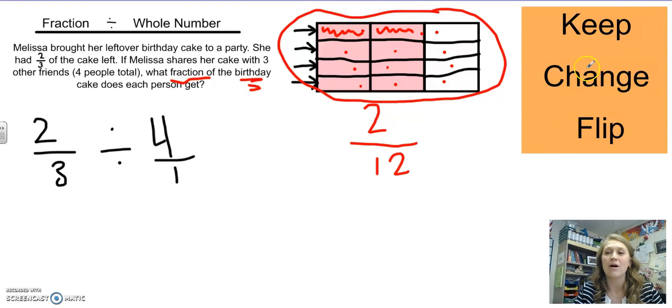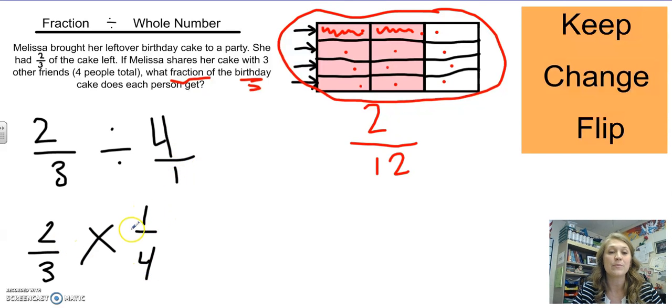Now we use our keep, change, flip to help us. Keep the first fraction the same. 2/3 still stays 2/3. Then we're going to change the operation symbol from division to multiplication. Keep, change. The last thing we're going to do is flip. We're going to flip that last fraction around to show the reciprocal. So instead of 4 over 1, it's going to be 1 over 4. Keep, change, flip. And now we solve it like we would any multiplication problem when we have fractions.